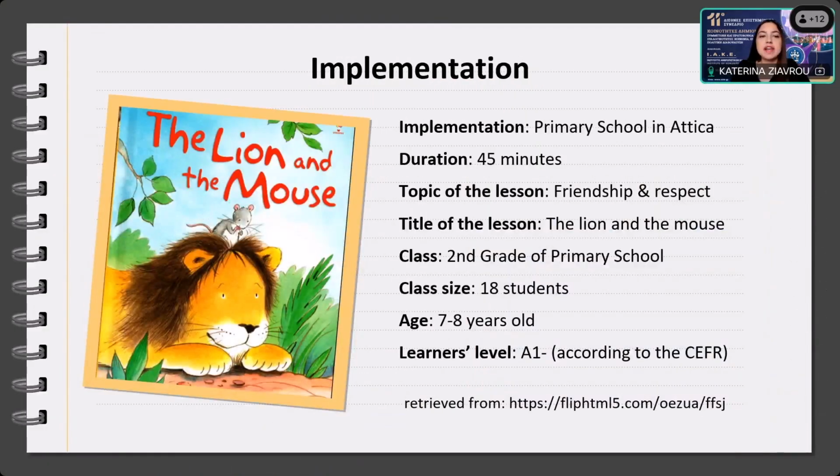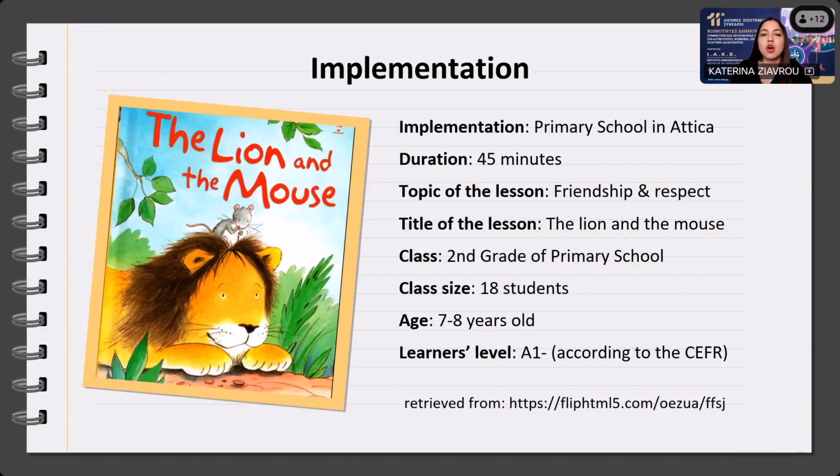Now, let's move on to the implementation of the lesson plan. It was implemented in a public primary school in the region of Attica, in a class of 18 students attending the 2nd grade of primary school, meaning that they were 7 to 8 years old and their English level is pre-A1. The duration of the lesson is 45 minutes and the topic is friendship and respect.